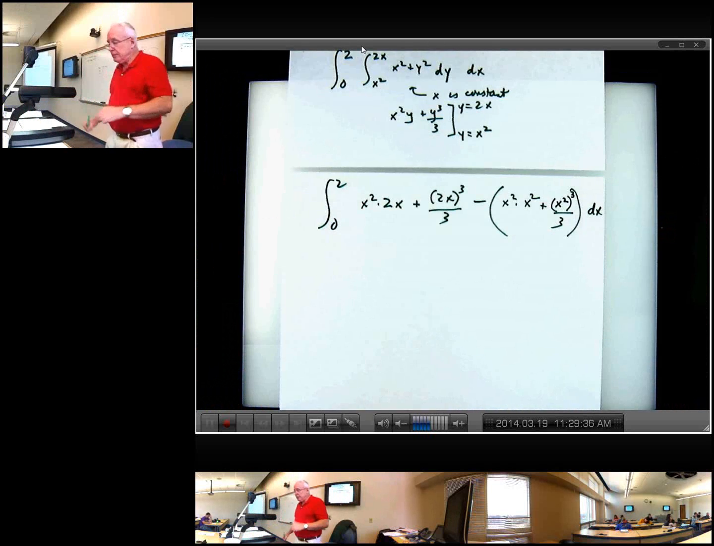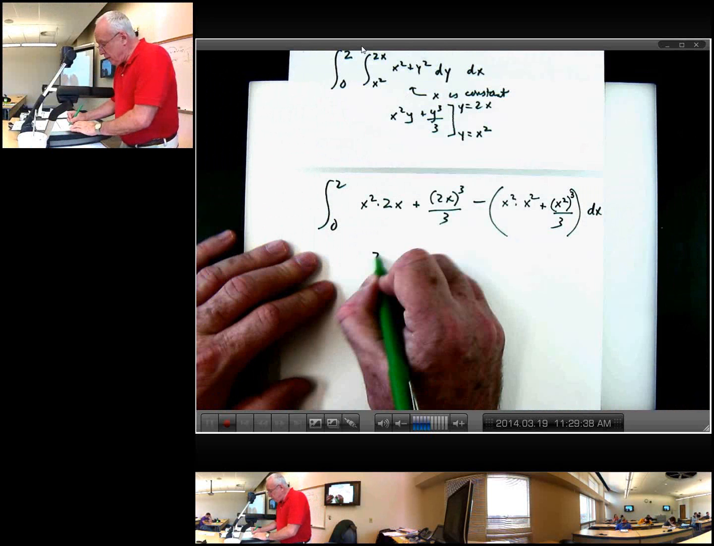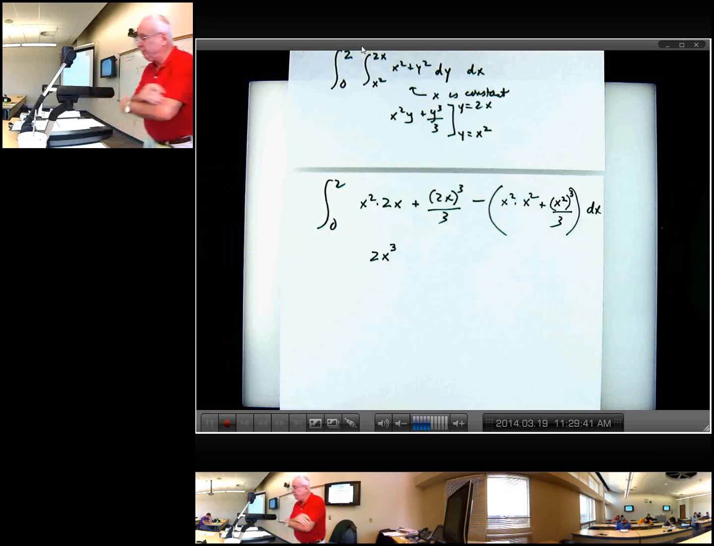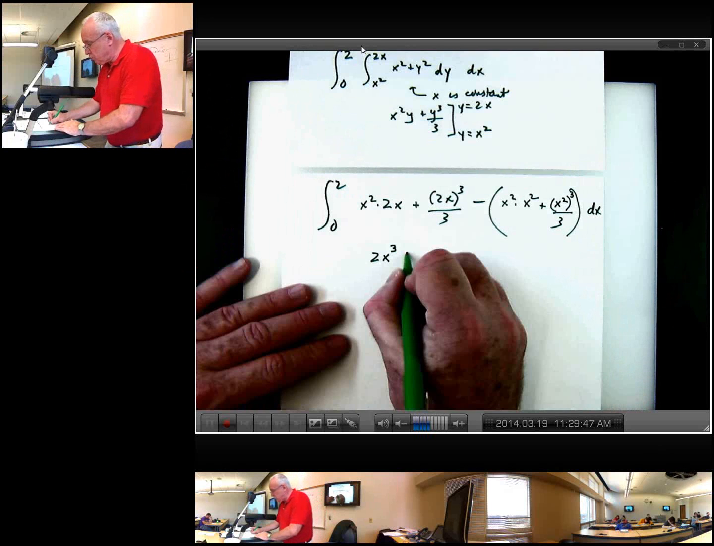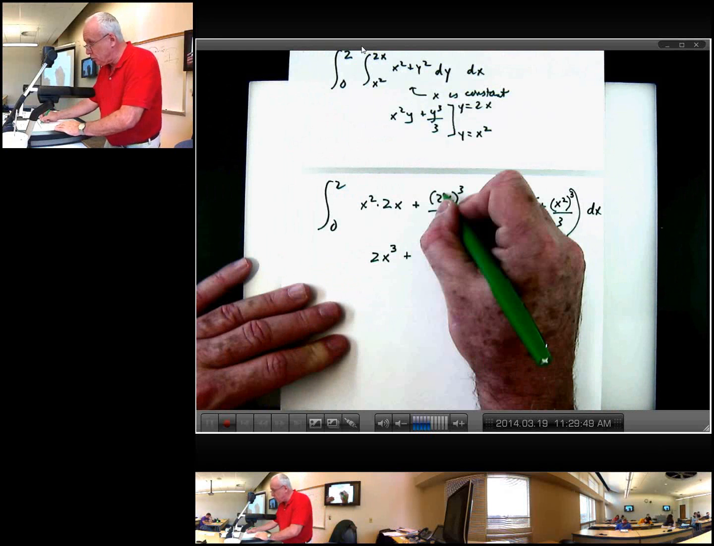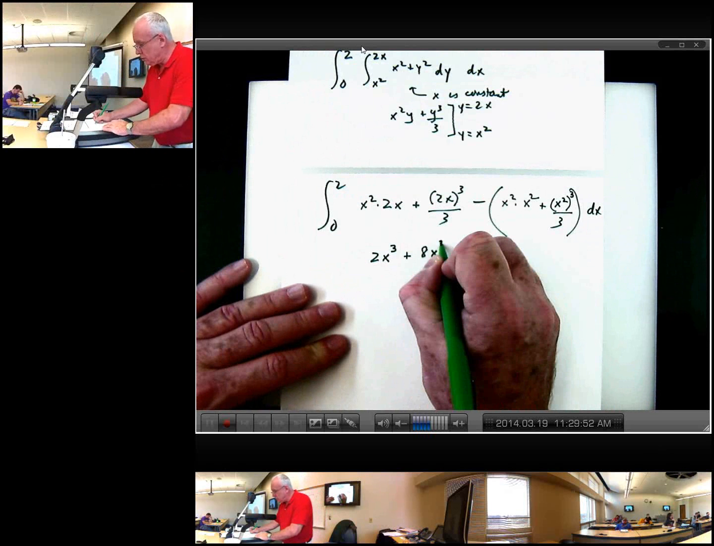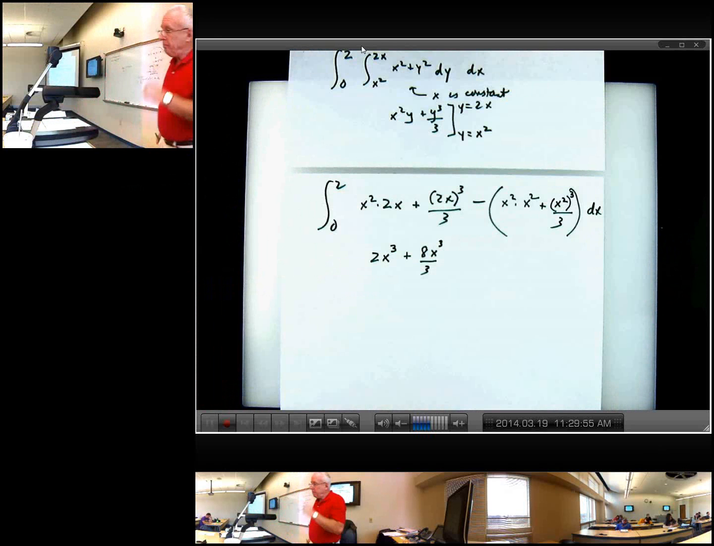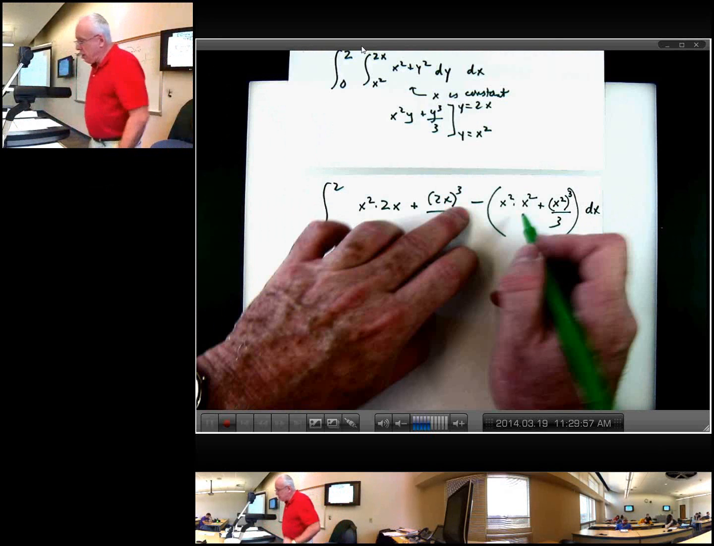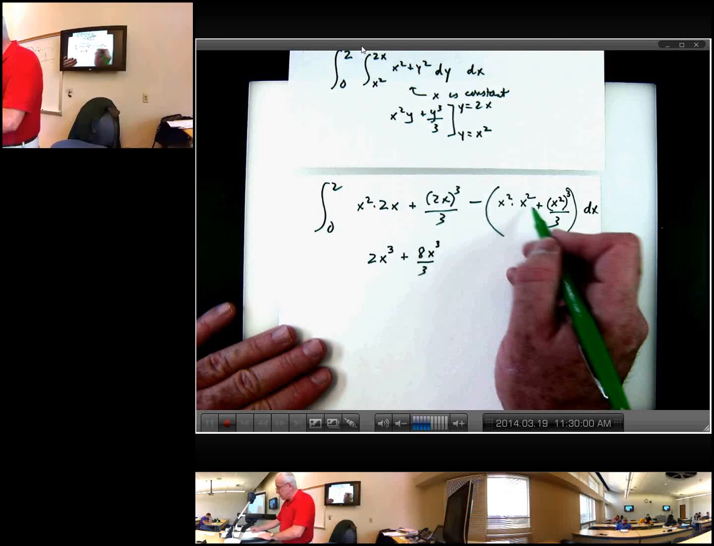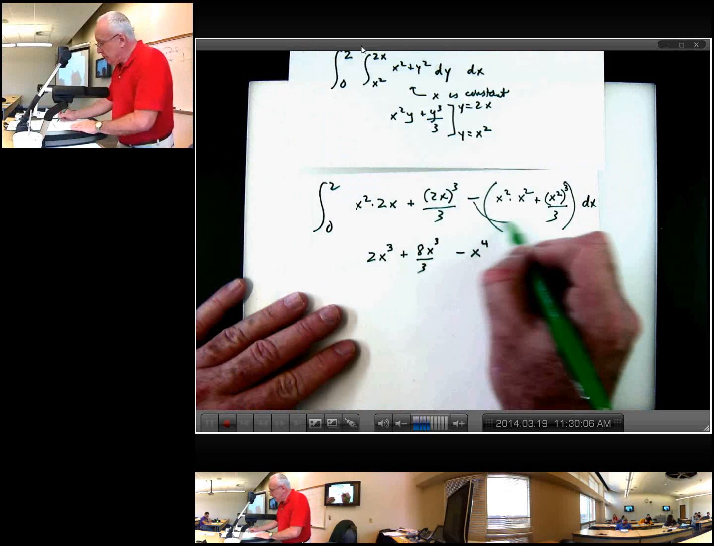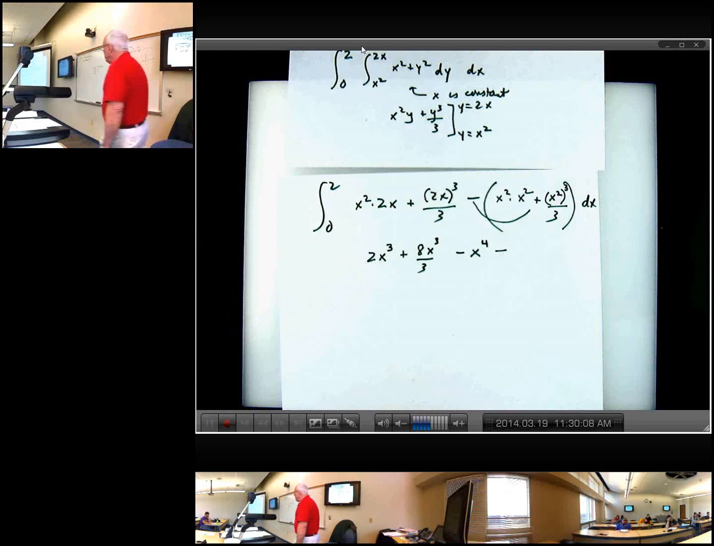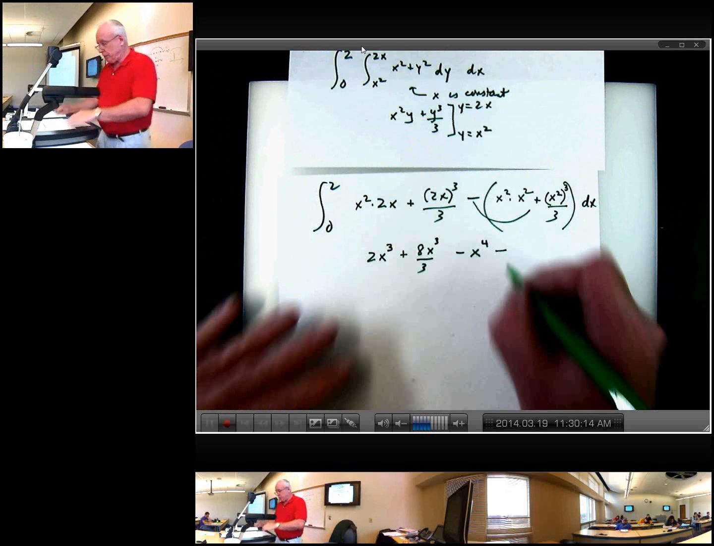Okay, let's simplify this. This is x squared times 2x, so that's 2x to the third. All right, (2x) to the third is what? 2 to the third, remember, we've got to raise the 2 to the third. That's 8x to the third over 3. All right, now let's subtract off the bottom part. This is x squared times x squared, that's minus x to the fourth. Again, let's apply that minus sign there. Now that last term is going to be x to the sixth over 3. We multiply the exponents.